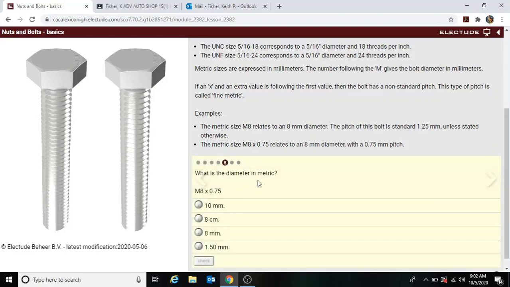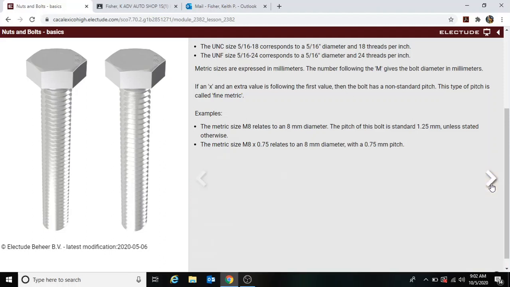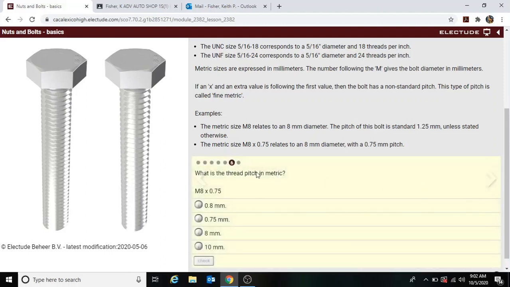What is the diameter in metric? 8 millimeters. What is the thread pitch? Well, here we have the fine thread, 0.75. What is the thread pitch of this metric bolt? If it just says M8, well, it's going to be the standard, the 1.25 millimeter.